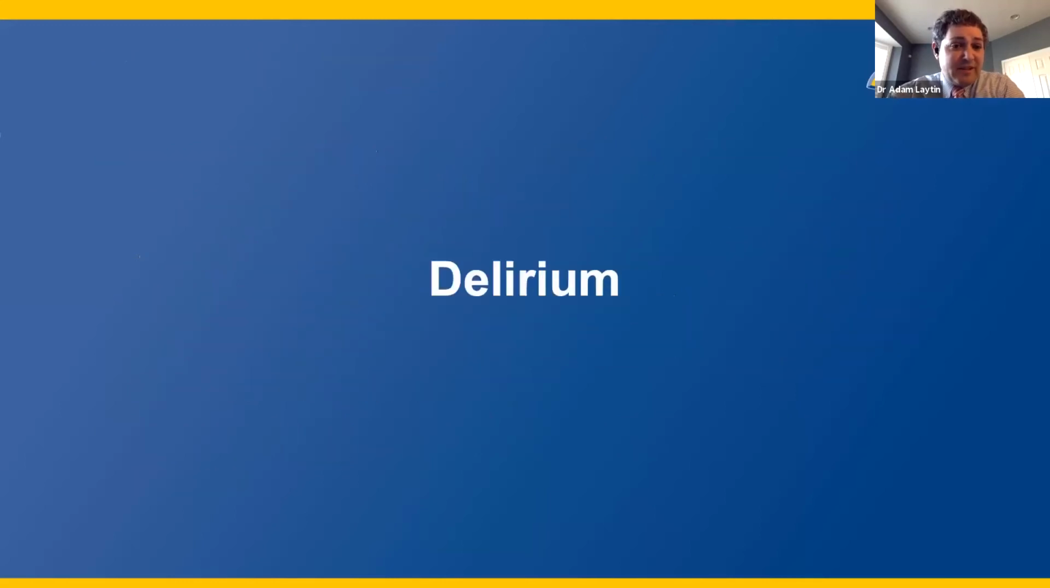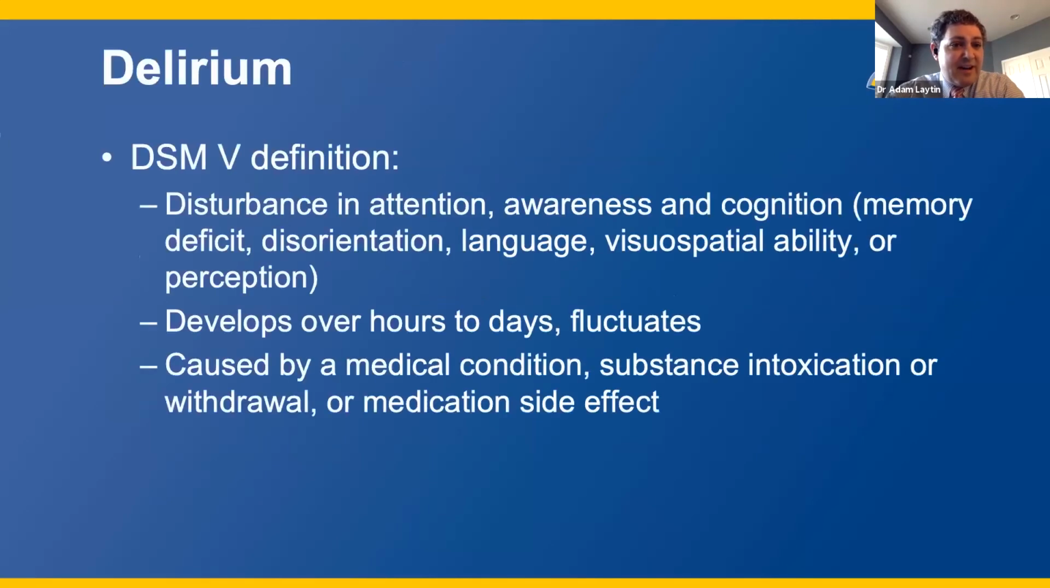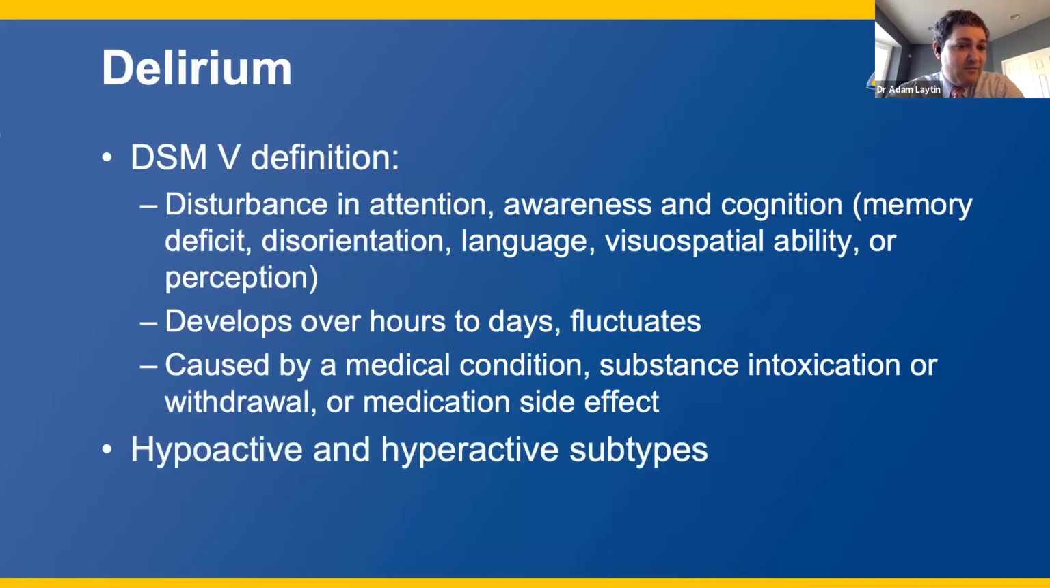Move next to talking about delirium. Again, trying to differentiate delirium from agitation. So the DSM-5 defines delirium as a disturbance in attention, awareness, or cognition that develops over hours to days and fluctuates over the course of the day. It's being caused by a medical condition, substance intoxication or withdrawal, or a medication side effect. We differentiate hypoactive delirium from hyperactive delirium, which is really delirium associated with agitation.